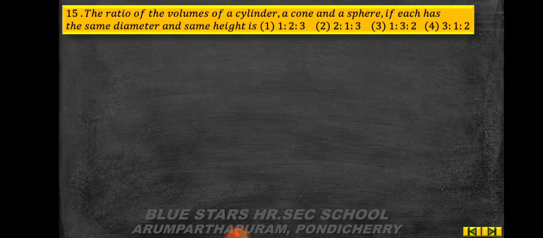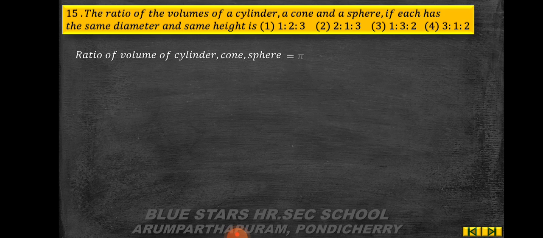Question number 15. The ratio of the volume of a cylinder, a cone and a sphere, if each has the same diameter and same height, is: option 1, 1 is to 2 is to 3; option 2, 2 is to 1 is to 3; option 3, 1 is to 3 is to 2; option 4, 3 is to 1 is to 2.